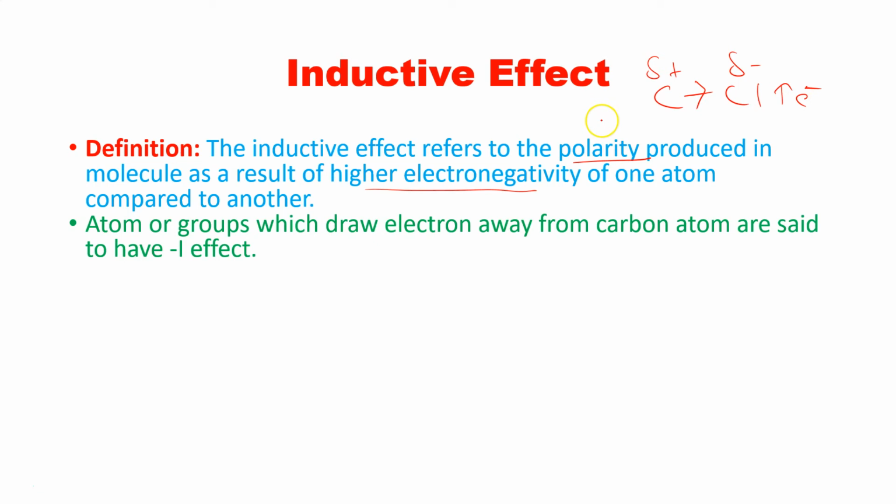Atoms or groups which draw electrons away from the carbon are said to have a minus I effect, or a negative inductive effect. So there are two kinds of effect, that is positive inductive effect and negative inductive effect.